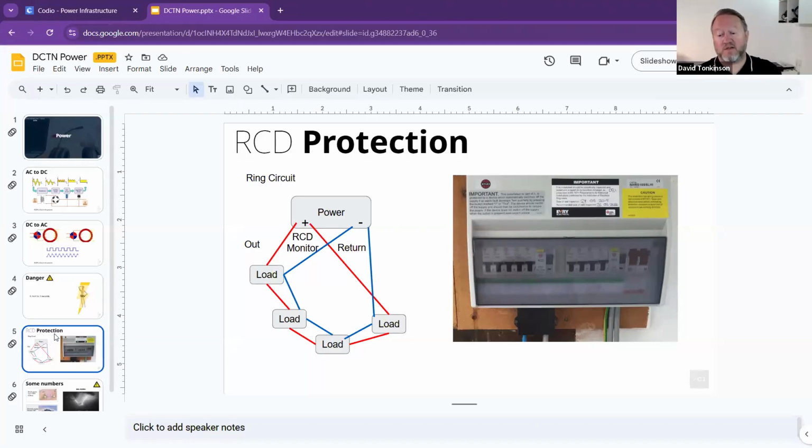So that's how we protect ourselves. Not necessarily with the fuses on the left-hand side, but with the RCD circuits. That's why they're really important in both domestic as well as in data centers. You will see RCD circuits in data centers, which will cut things out. Anyone want to ask any questions about RCDs? Yeah, it's pretty good, isn't it?